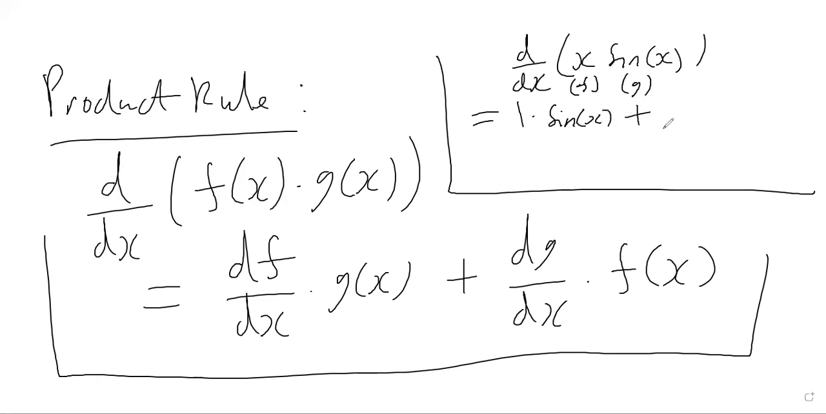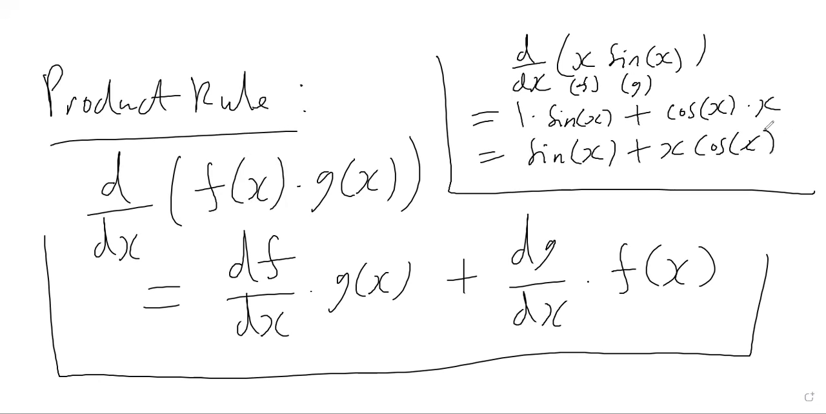And then we're going to add the derivative of g. The derivative of sine of x, we know now, is cos of x. And we're going to multiply that by f, which in this case is x. And as a final answer, we'll get sine of x plus x times cos of x. So that's the derivative of x sine of x using this product rule.